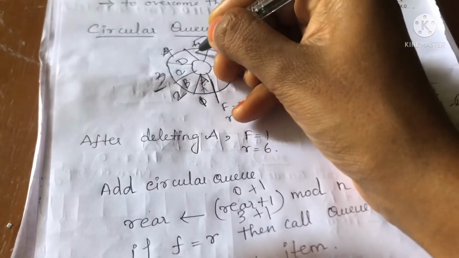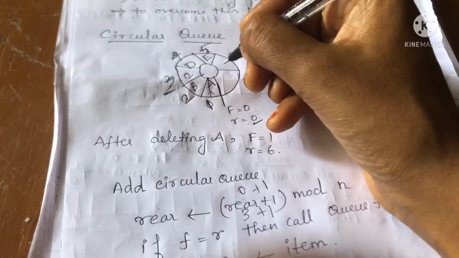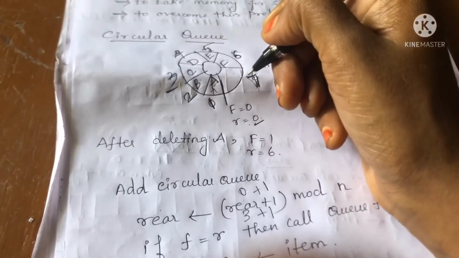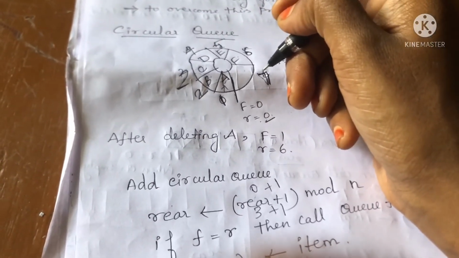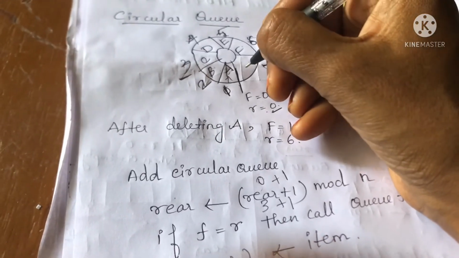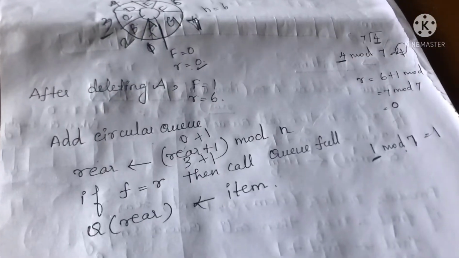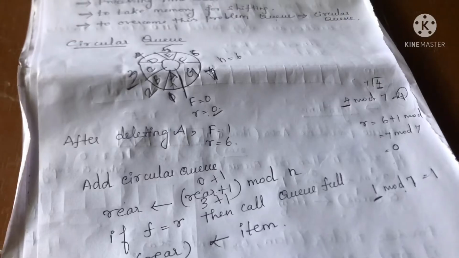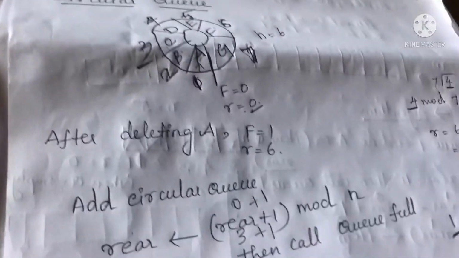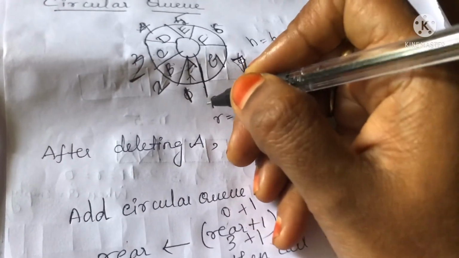At this time I am adding E, then 6 mod 7, and also F, then 7 mod 7. At this time what is the answer? G. Likewise I am adding the normal elements into the queue. In case I want to add one more item, I delete elements from the queue.